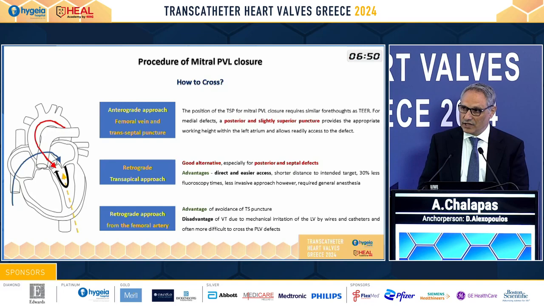to think first of the antegrade approach through the septum. In such cases, we have to follow the rules that we follow for the TR procedure, so we have to go posterior and slightly superior in order to have more space inside the left atrium. As an alternative, and especially in posterior and septal-oriented defects, we can use the retrograde transapical approach, which gives us direct and easy access.